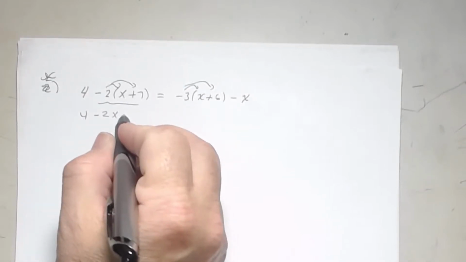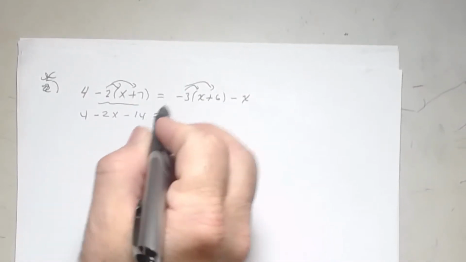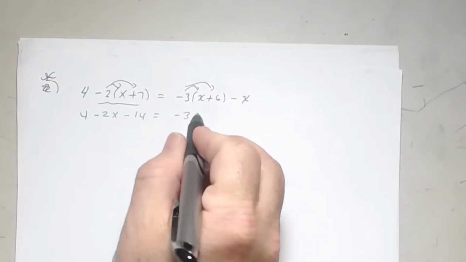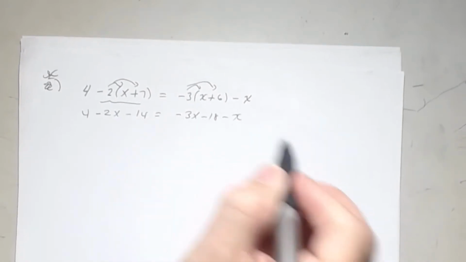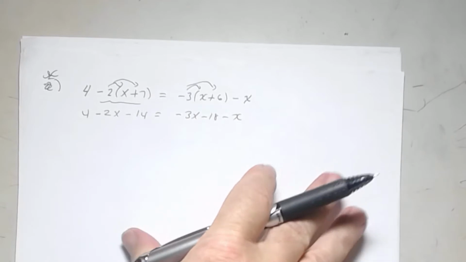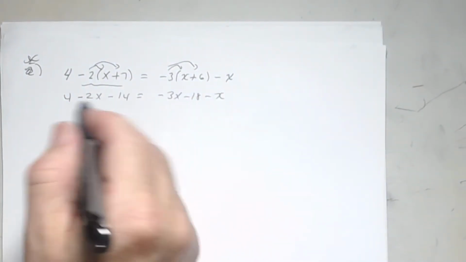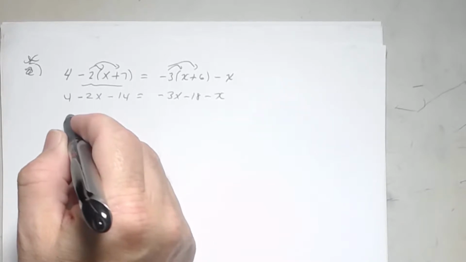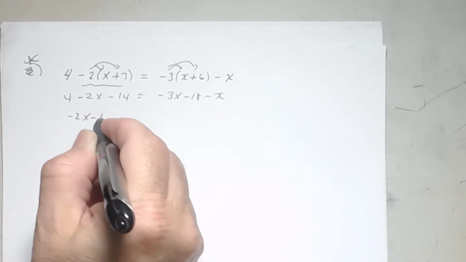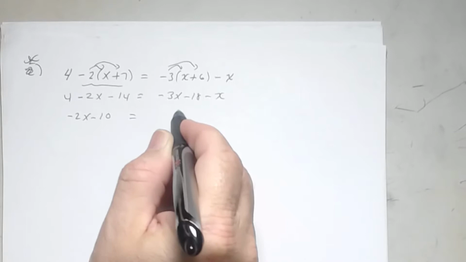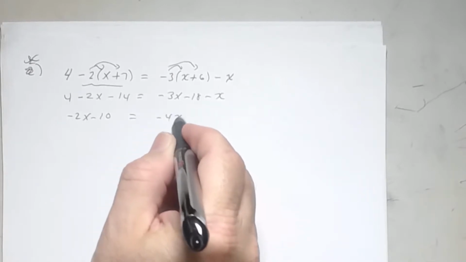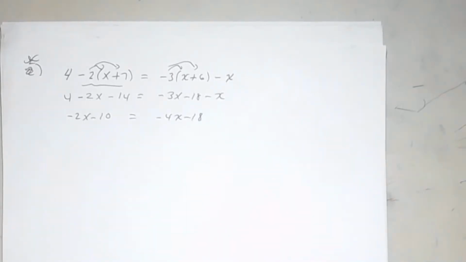Minus 2x minus 14 equal, and then minus x, right? Okay, what's the next step? Combine like terms. And on this side, when I combine like terms, what do I end up with? Minus 10, okay, good. Over here, what do you end up with? Minus 18? Okay. All right, then what's the next step?